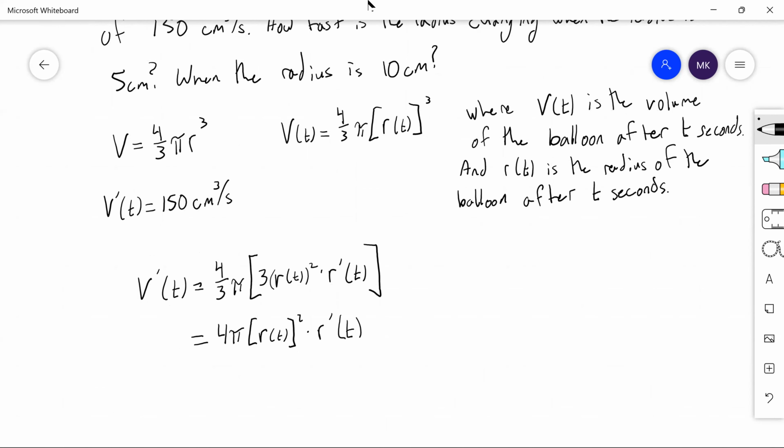Does anybody have any questions about what we did there, how we took that derivative? Does anyone have any questions? I'll give you guys a couple seconds to write that down and think of questions.